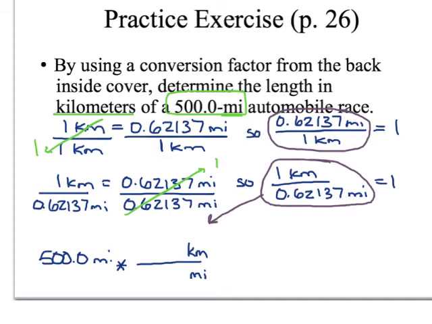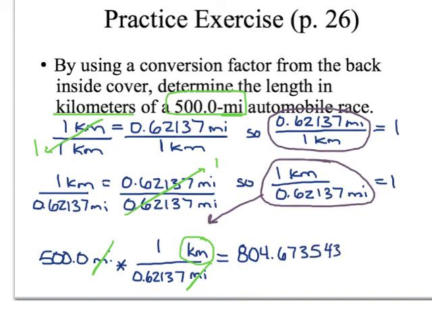So now I know that 1 kilometer over 0.62137 miles, and I can see very clearly that units of miles are going to cancel out, which is going to leave me with the units of kilometers that they ask for in this problem. If I go ahead and enter these numbers into my calculator, I'll get an answer that looks something like this: 804.6735439 kilometers. And as we know by now, your calculator can do the math for you, but it cannot figure out significant figures.